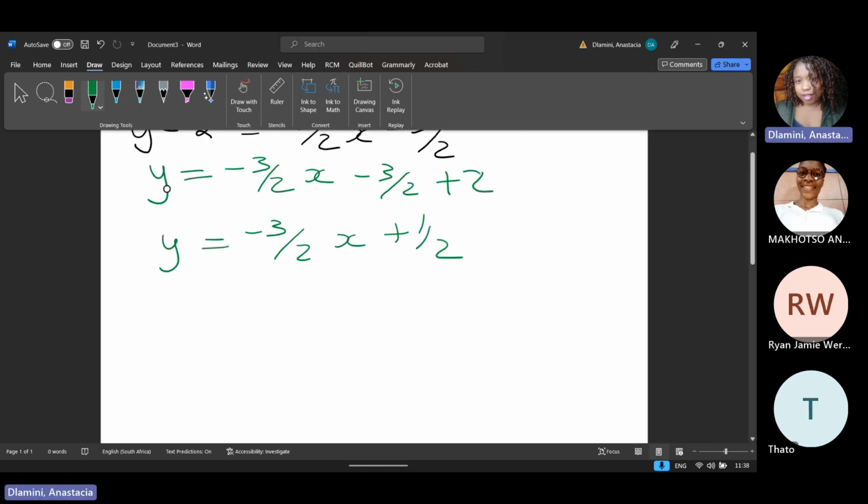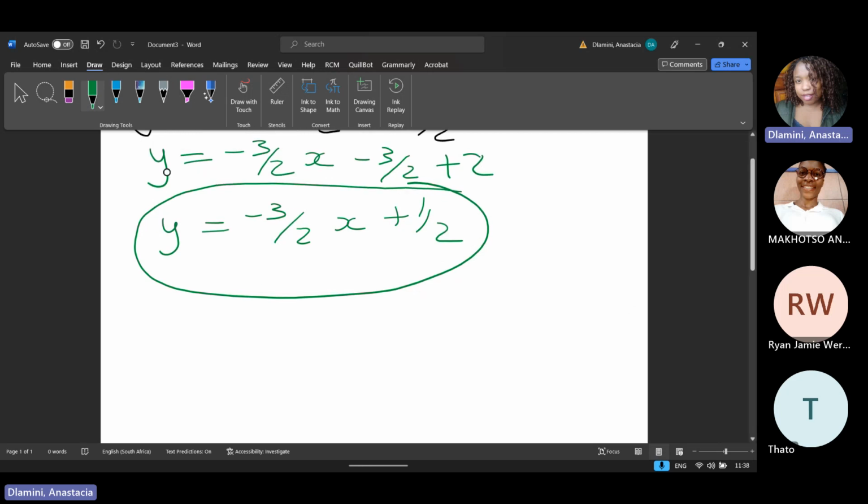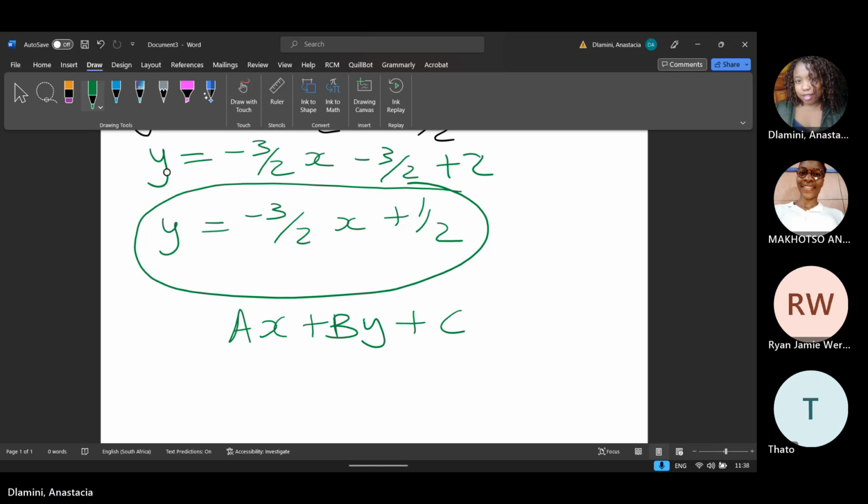Now, sometimes I might not want you to represent it like this, but I might want you to represent it in a general form, right? That is on page 110, the general equation of a line. So the general equation of a line says you have ax plus by plus c. I might want you to represent it in this manner.